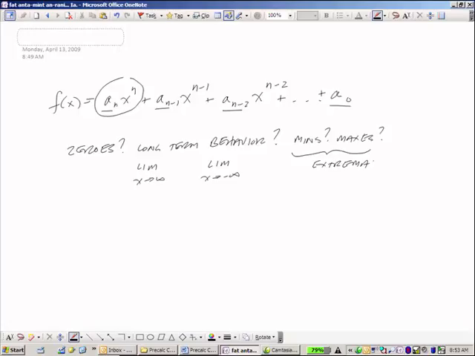What else do we like to know about polynomial functions? I think that might be it. If I think of something else, I'll be sure to tell you.